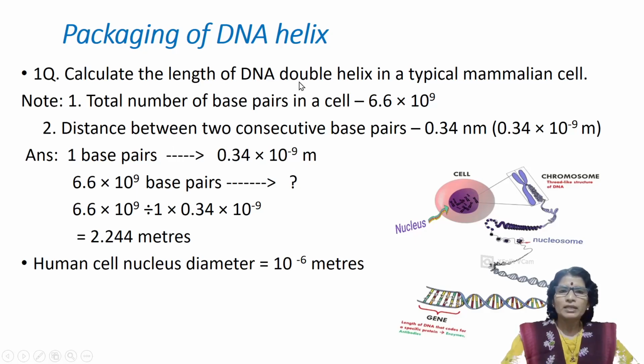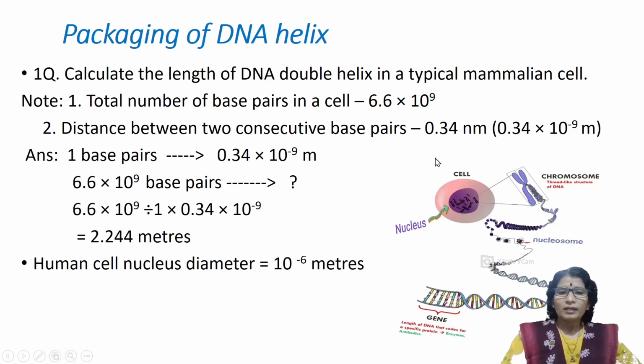How many base pairs are present in one single cell? 6.6 × 10^9 base pairs. So then what is the length? So 6.6 × 10^9 multiplied by 0.34 × 10^-9. The answer is 2.244 meters. Actually, the human cell nucleus diameter is 10^-6 meters. That means if 1 millimeter is divided into 1000 times, each equal part is equal to 1 micrometer.